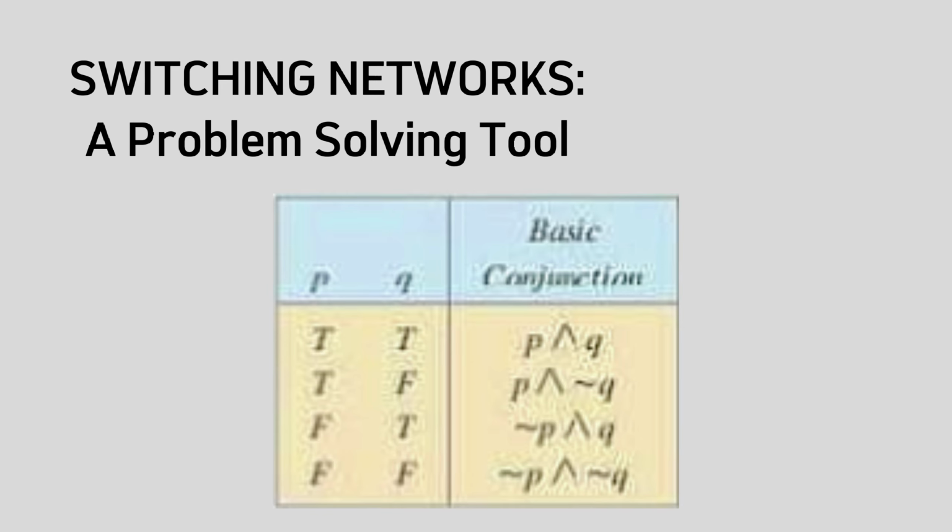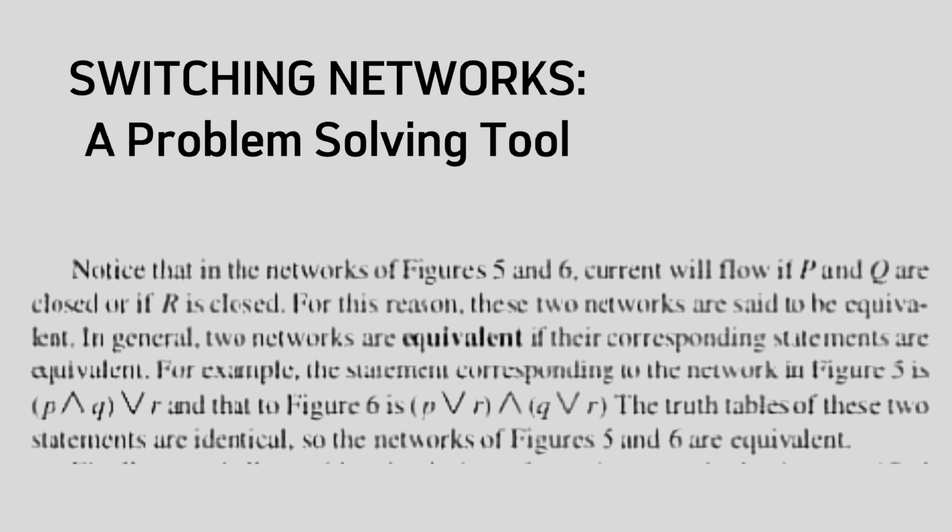So notice that in the networks of Figures 5 and 6, current will flow if P and Q are closed or if R is closed. For this reason, these two networks are said to be equivalent. In general, two networks are equivalent if their corresponding statements are equivalent.